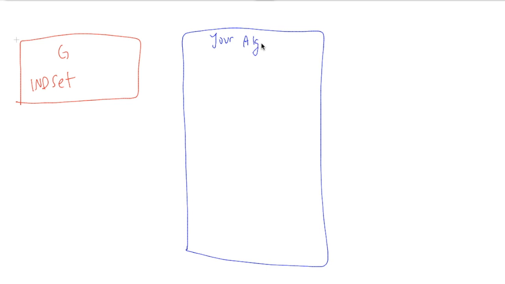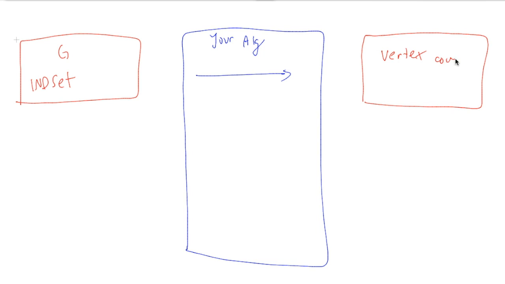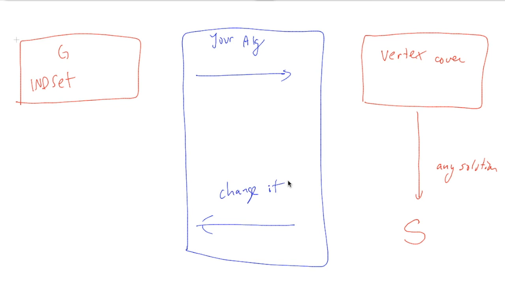On the left here, we're going to have an instance of independent set. We're going to have a graph G, and your algorithm right here is going to transform it into an instance of vertex cover. Now, any solution to the vertex cover is going to be some set S. Your algorithm is going to have to change it into a solution, and this algorithm is going to take O of V time, in addition to this solution time.